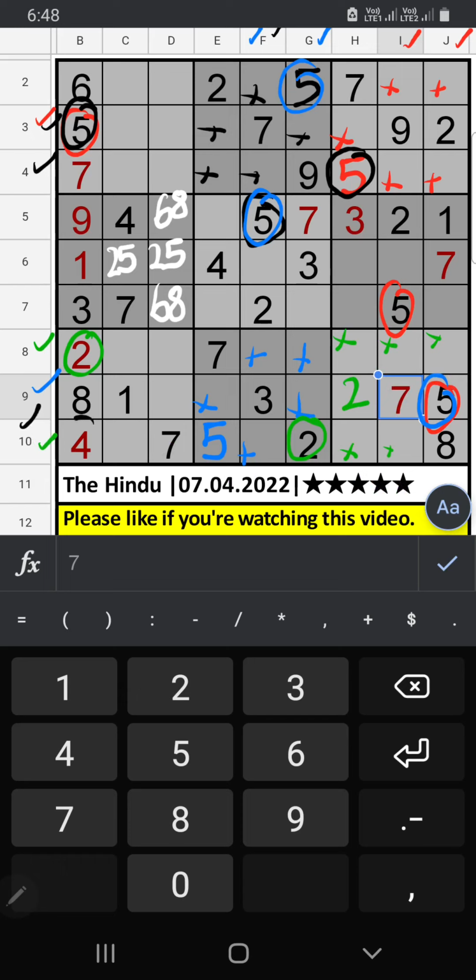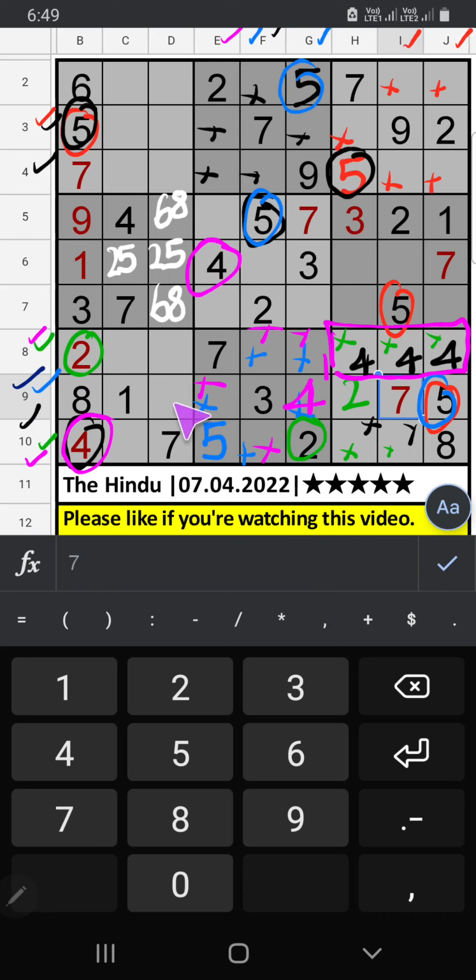10th row, we have 4. So 4 can't come in these cells. 4 will come in one of the cells. We will confirm later. 10th row and 8th row, we have 4. Column E also we have 4. So 4 can't come in these cells. Then 4 is confirmed here.